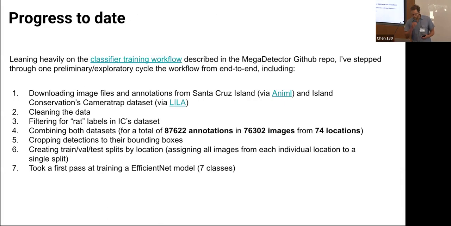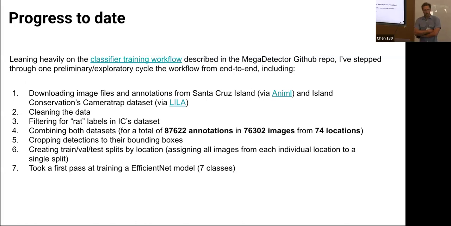So where I'm at with the data prep is, if you're all familiar with Megadetector, you might have poked around the repo for it. They've got some great starting blocks and workflows for getting started with classifier training, great for me who doesn't know much about this. I essentially stepped through one iteration of this. So I downloaded all the images, downloaded the Island Conservation camera trap data set from which I'm getting the rat images, did some cleaning, filtering, et cetera, and combined them. Right now I've got about 87,000 annotations from 72 locations, and I cropped out the bounding boxes, created the splits, and took a first pass at training the model using these scripts found in the Megadetector repo.